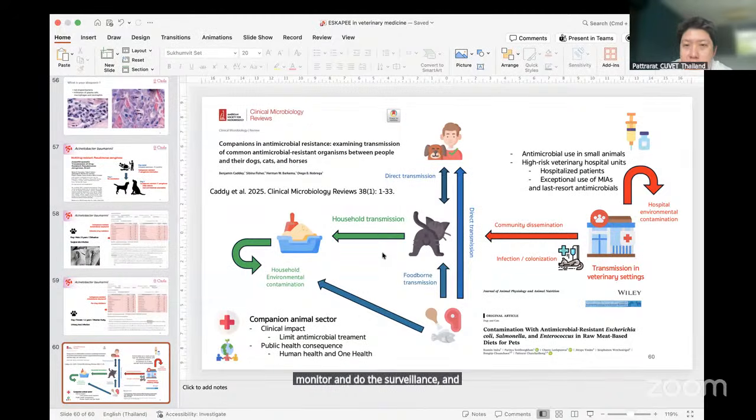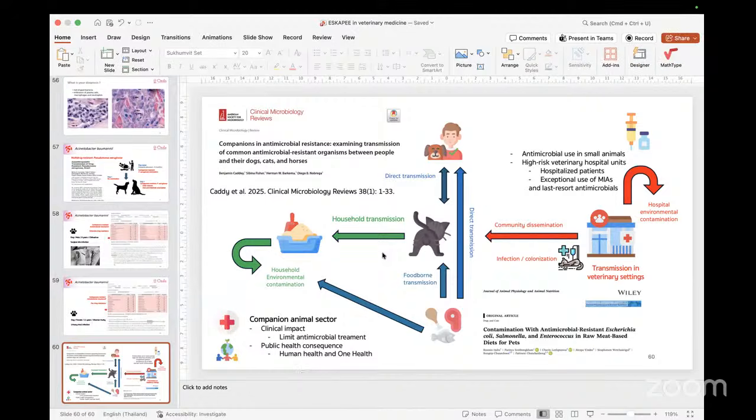And now there is whole genome sequencing analysis. We can know the mechanism more easily than in the past, and we can identify them. Anyway, we found many resistance genes and resistance mechanisms over time.